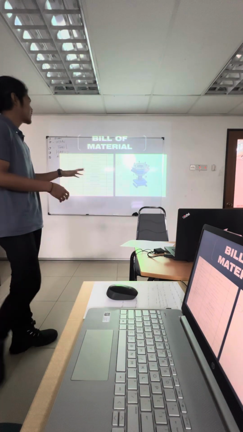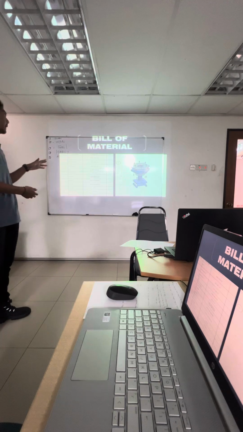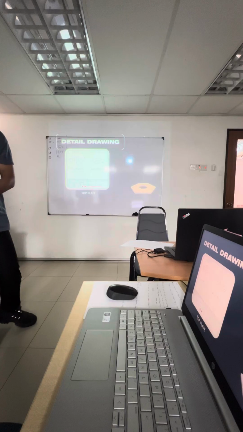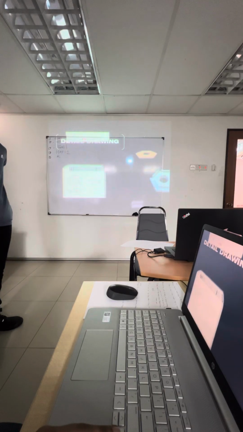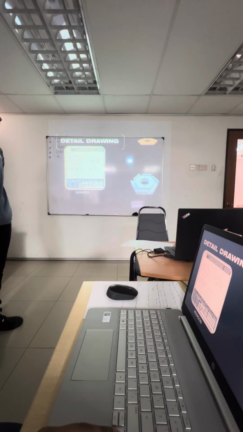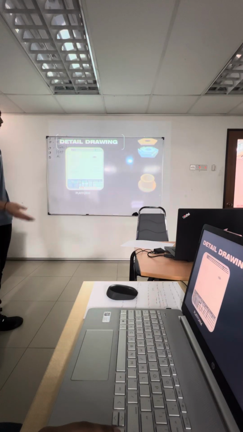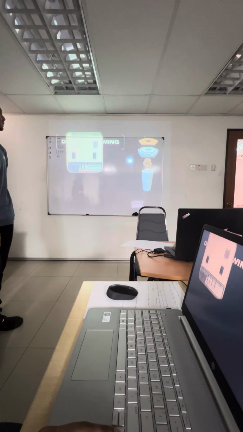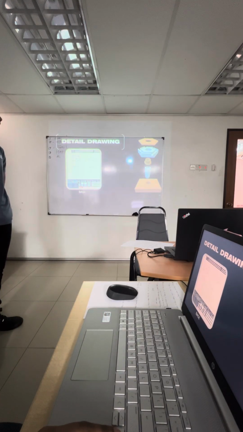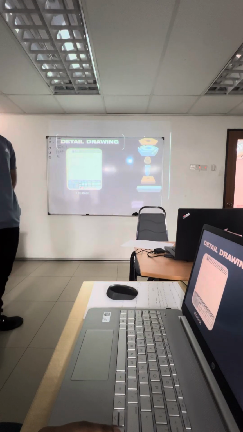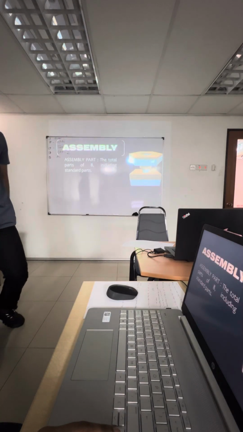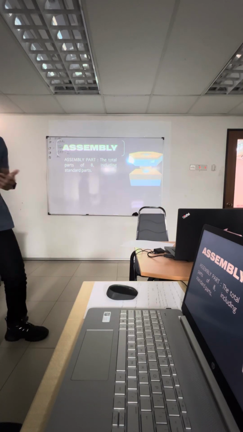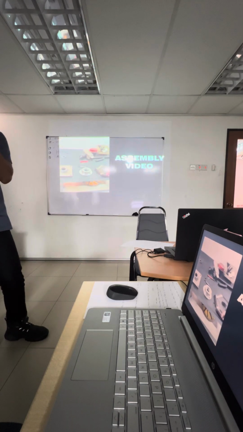As you can see, this is the bill of material including part number and description. This is the detailed drawing for the top plate, this one for the hexagon, this one for the platform, pole, base, and last but not least, the slate base. For the assembly, we have a total of 8 parts including a standard part. Next, this is the assembly video.